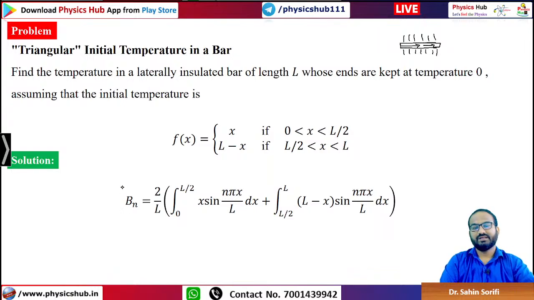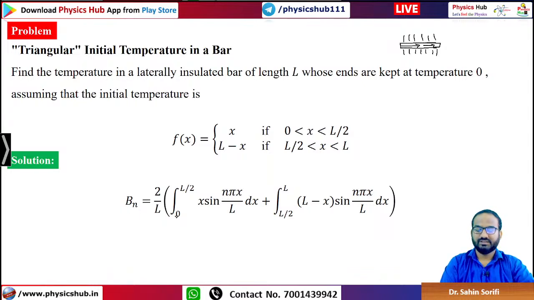So we calculated Bn, right? Bn is 2 by L integration 0 to L f of x sin n pi x by L dx, if you remember. So here f of x is varying in this way. It is varying between 0 to L by 2 as x, and between L by 2 to L it is varying as L minus x. So we have to first calculate Bn, then find the solution.